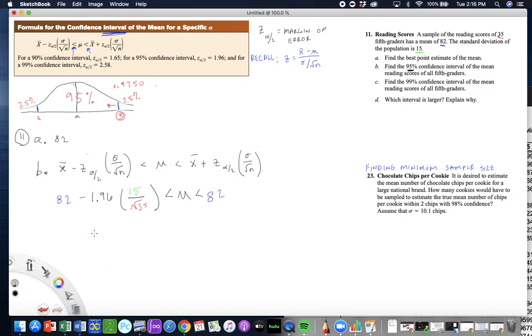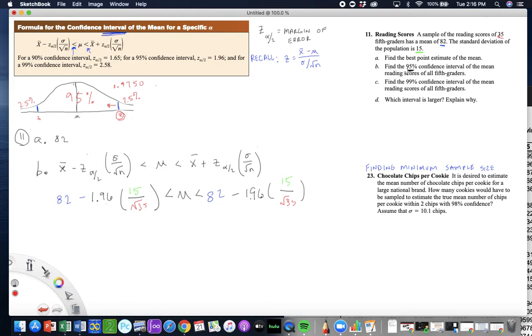82 minus 1.96, sorry. Parentheses. And we got 15. And then square root 35. And again, I'm getting all this information just from the problem. I chose 1.96 because I'm talking about the 95th percentile here in part B.